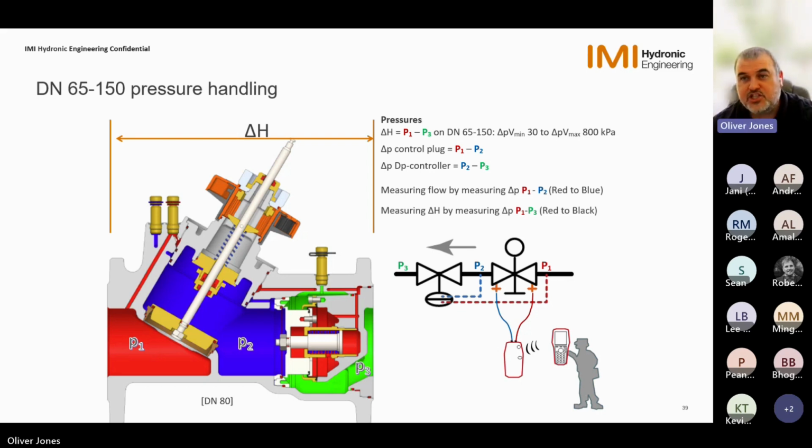Measuring delta H is slightly different on this one. So we close the valve as we would close the others, but instead of measuring across the same test plugs, we have a secondary test plug, which is our black test plug. So we would measure across the red, our high pressure, and the black, which is effectively our low pressure, and we'd get our available pressure from these 2 points.